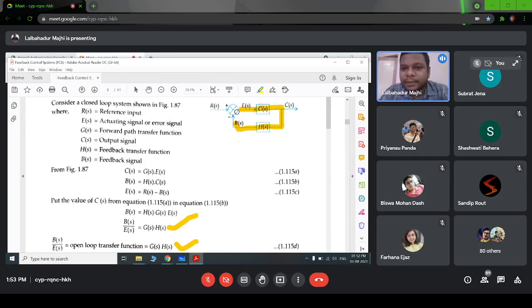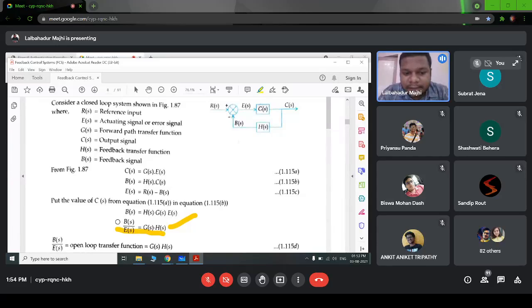Because there is no closed loop, we are not considering this summing point. If there is no summing point, then it will not be a closed loop system. So up to this point, E to B of S, it is an open loop system, and the open loop transfer function is given as G of S into H of S. Up to this, clear, right? B of S equals H of S into G of S into E of S. So next we calculate B of S divided by E of S equal to G of S into H of S.